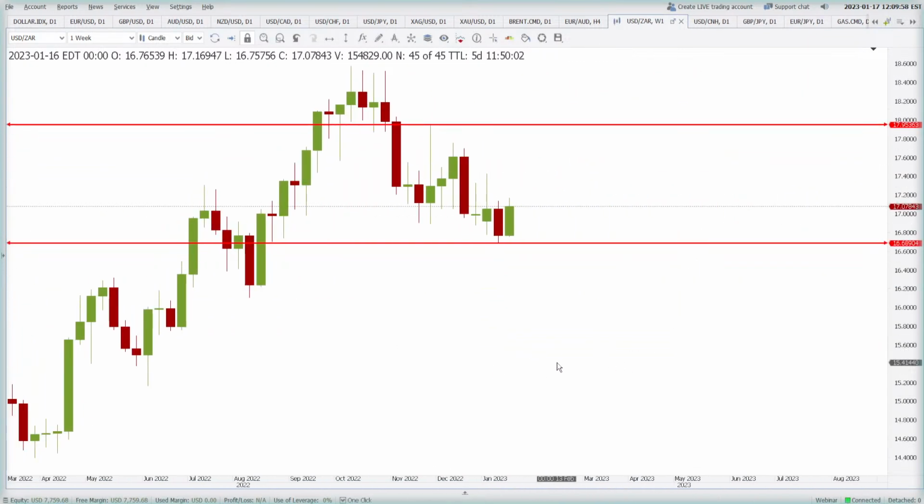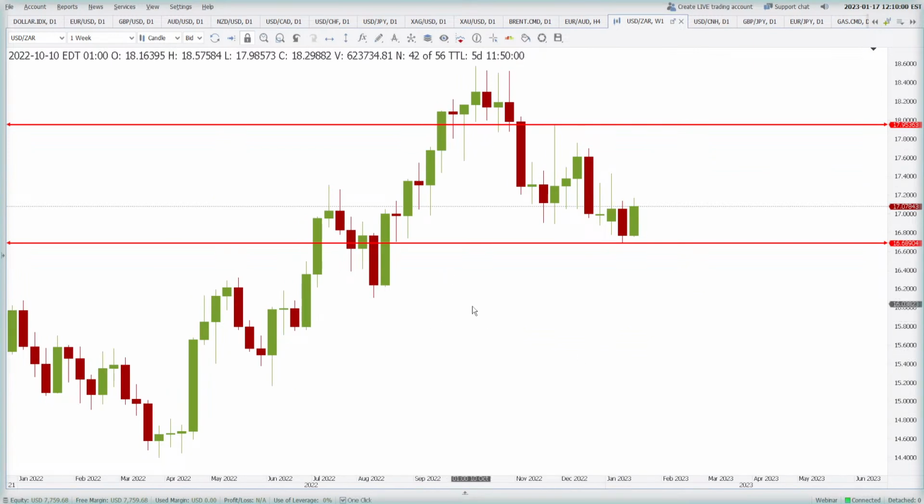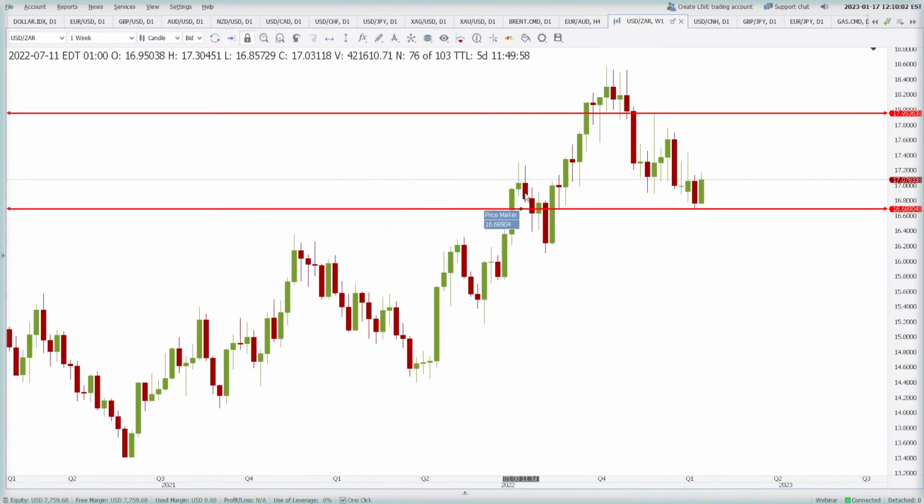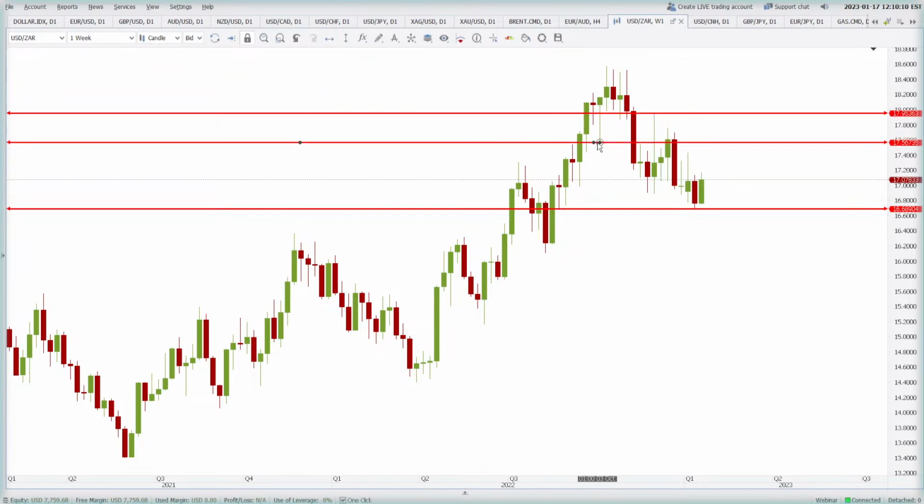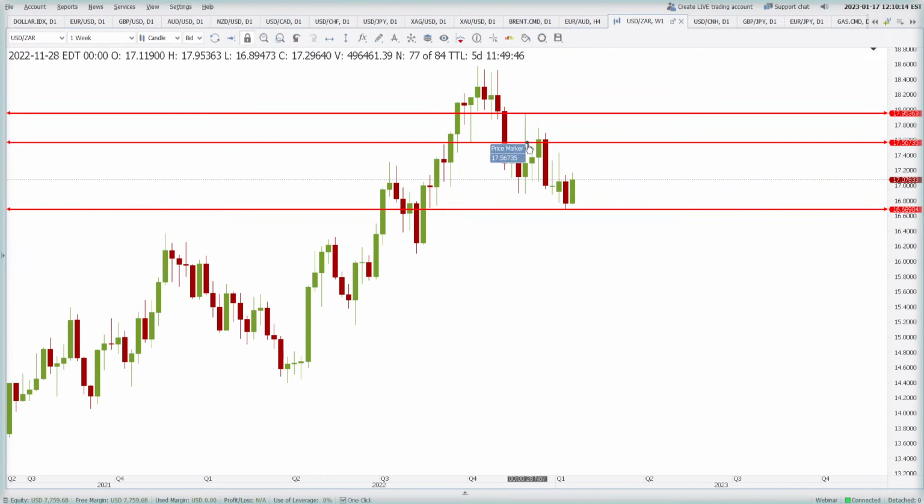Okay. Now in the weekly, you see what is the market structure. Earlier the market structure was up, up, up, down, up, down, up, down. Here the market structure broke at this level. After that, we became sellers, and the market structure is now down, down.